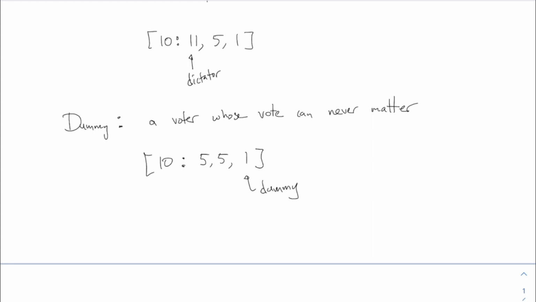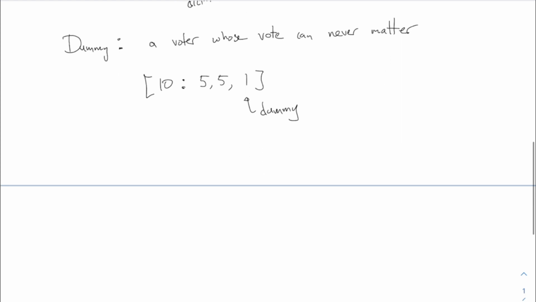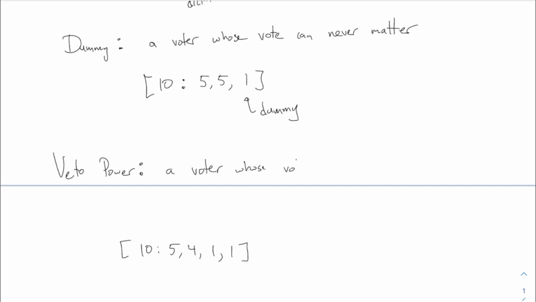And then the third and final thing, this is maybe the most subtle, is called veto power. And this is a scenario actually like the one that I wrote at the beginning. 5, 4, 1, 1. Sorry, I meant to write the words first. Can I write the words first? This is a voter whose vote is necessary to meet the quota.